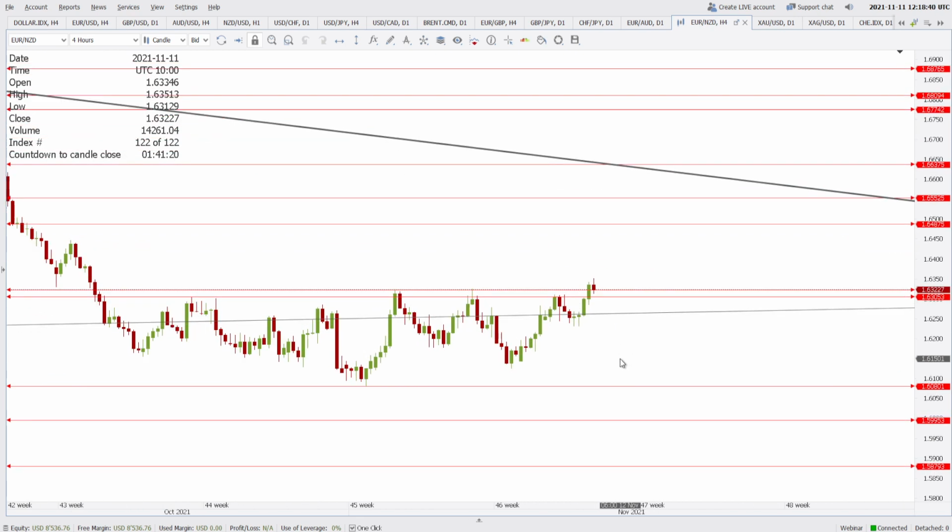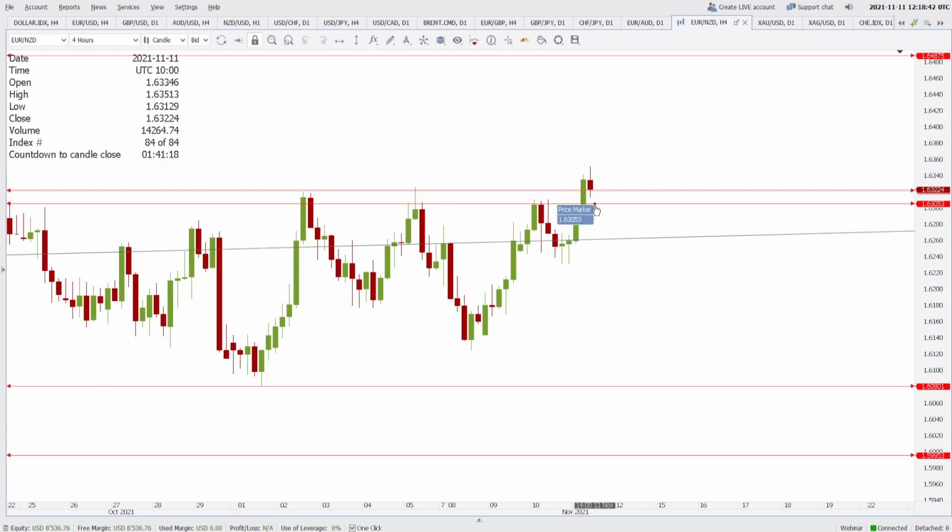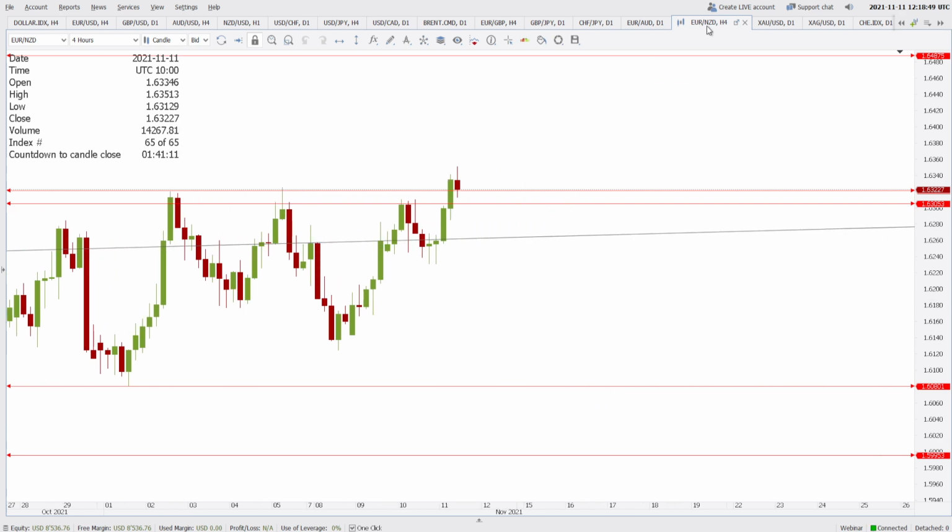But on the contrary, if it does not, and the price gives us a closing below this point 1.6305 on the daily chart, then we can expect 1.6080 again in this market.